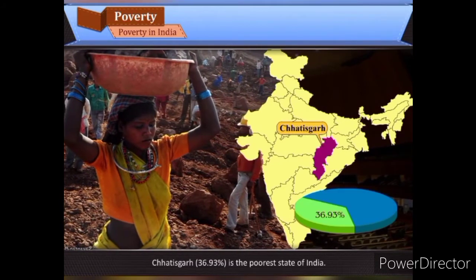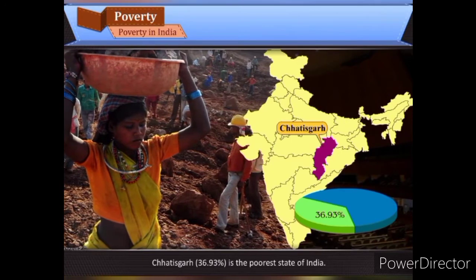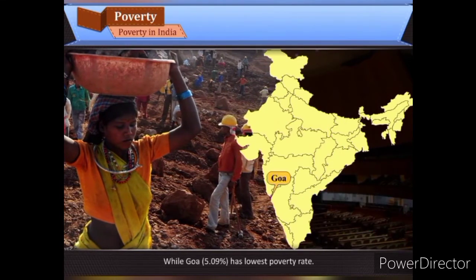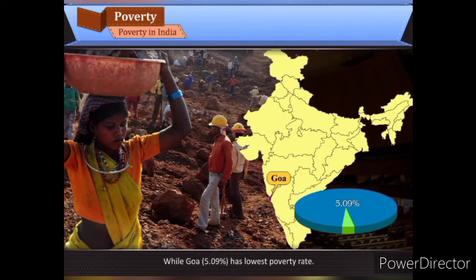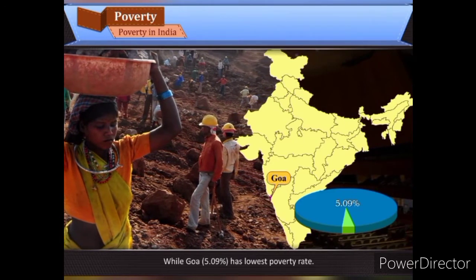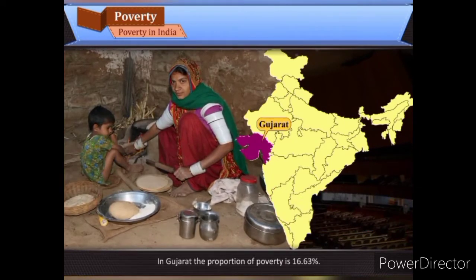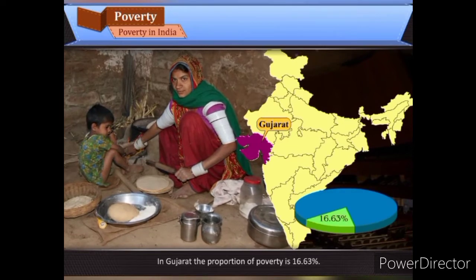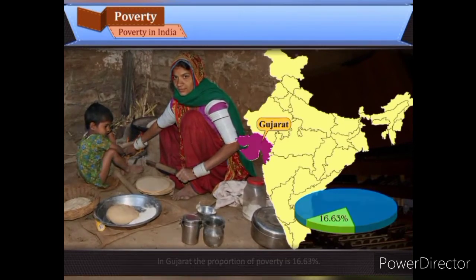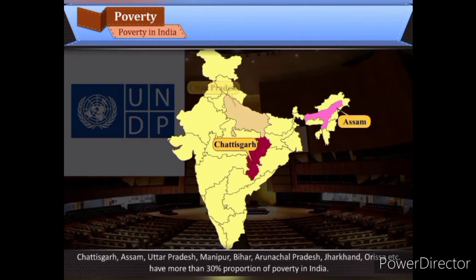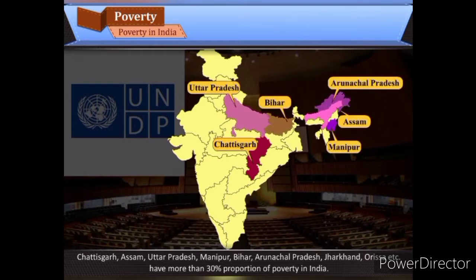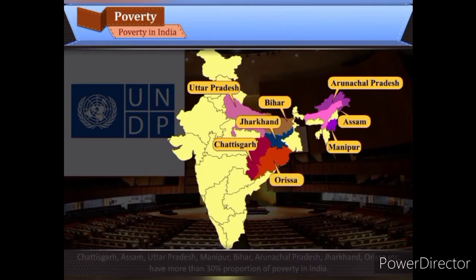Chhattisgarh, at 36.93%, is the poorest state of India, while Goa, at 5.09%, has the lowest poverty rate. In Gujarat, the proportion of poverty is 16.63%. Chhattisgarh, Assam, Uttar Pradesh, Manipur, Bihar, Arunachal Pradesh, Jharkhand, Orissa, etc. have more than 30% proportion of poverty in India.